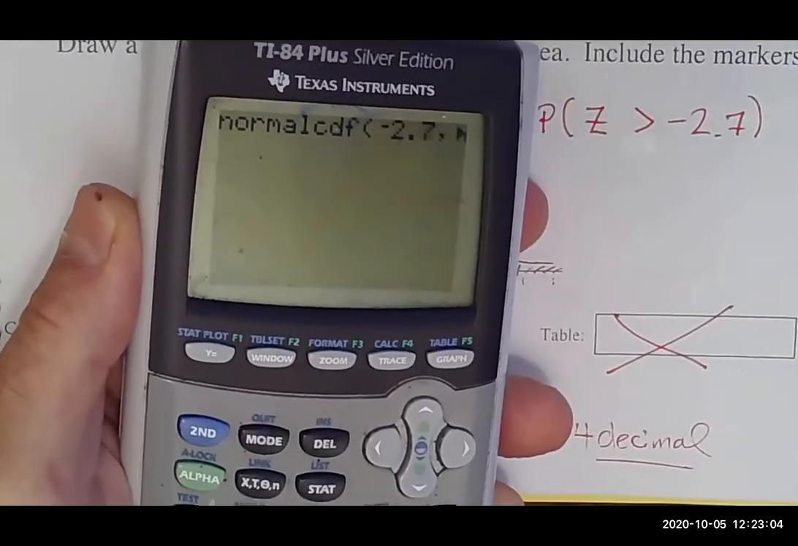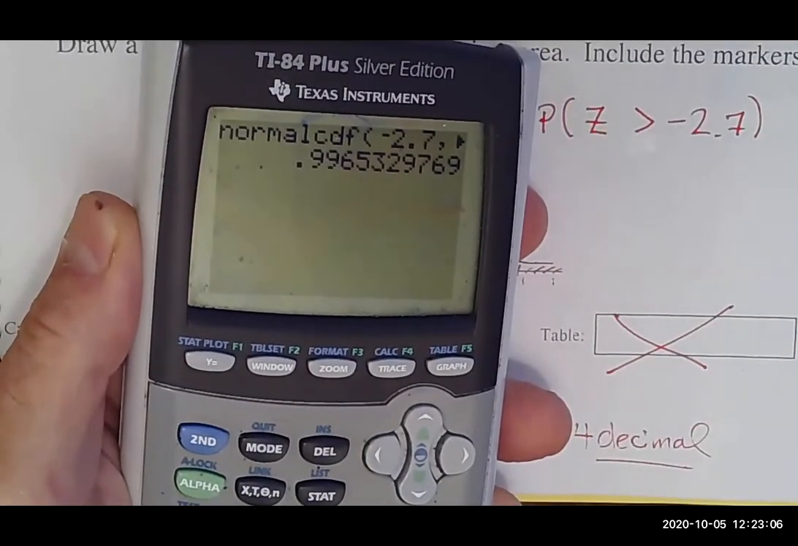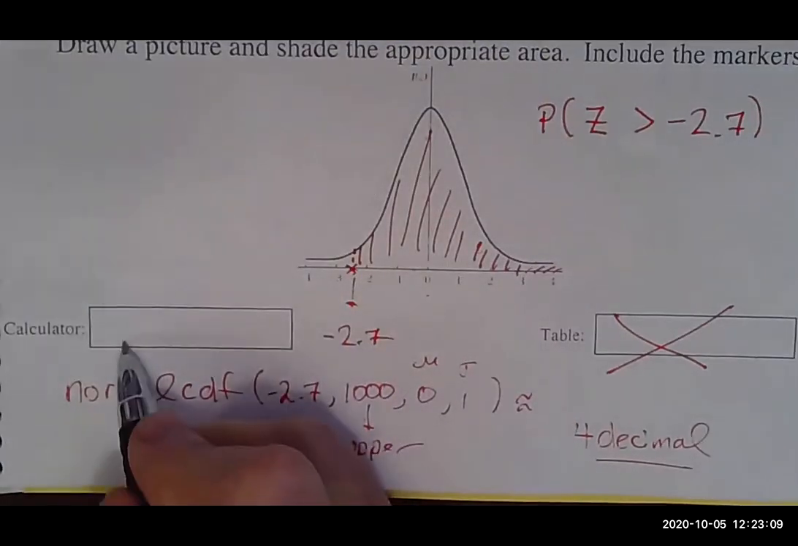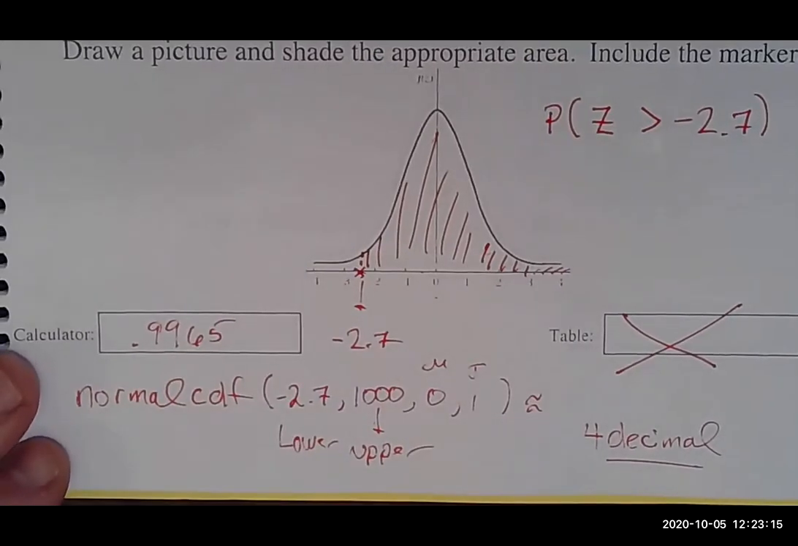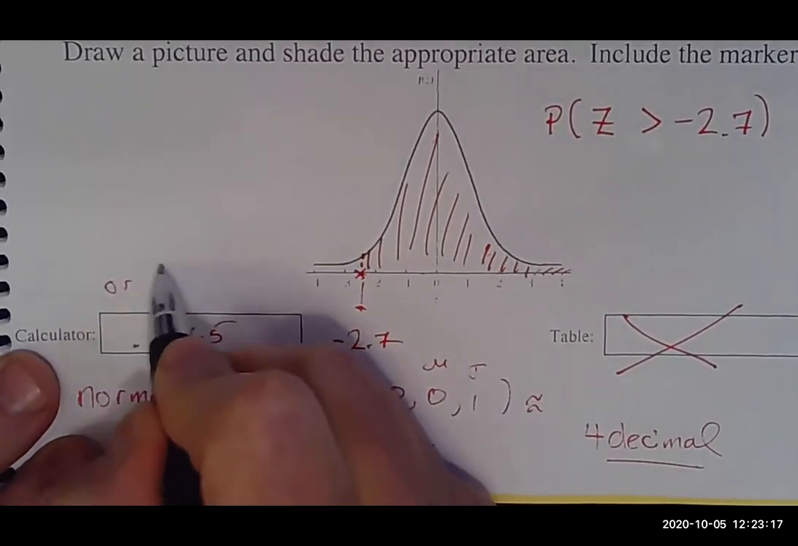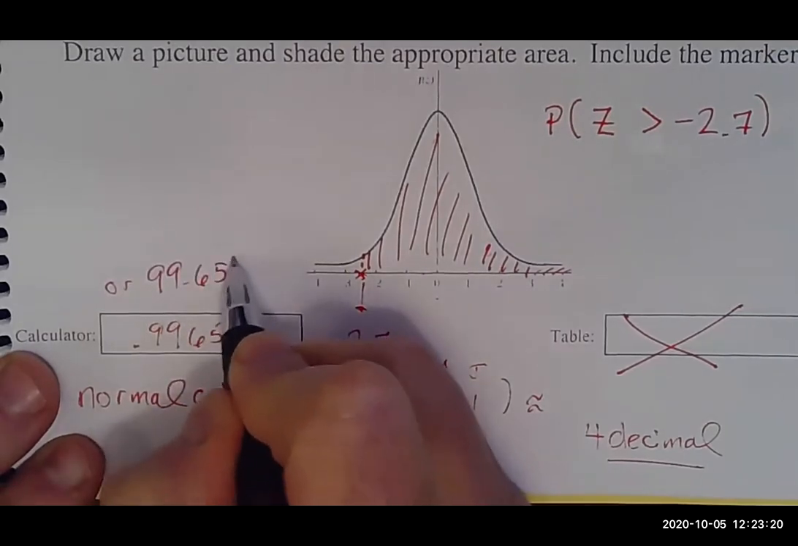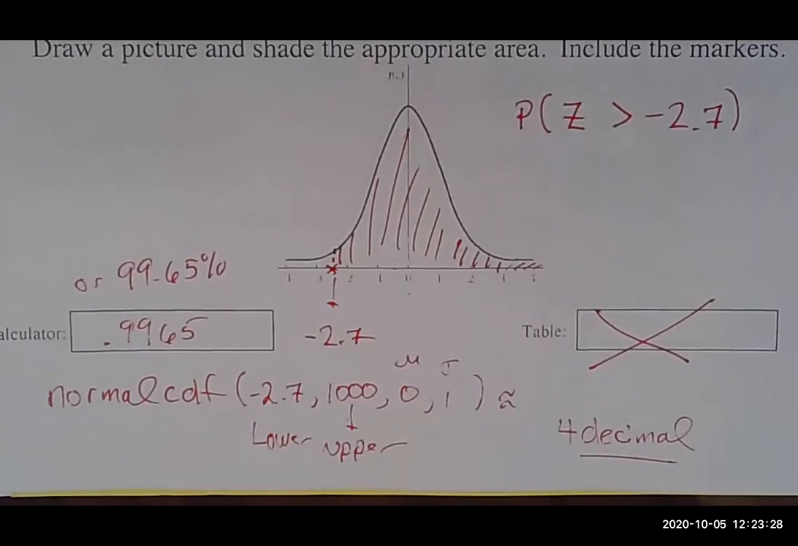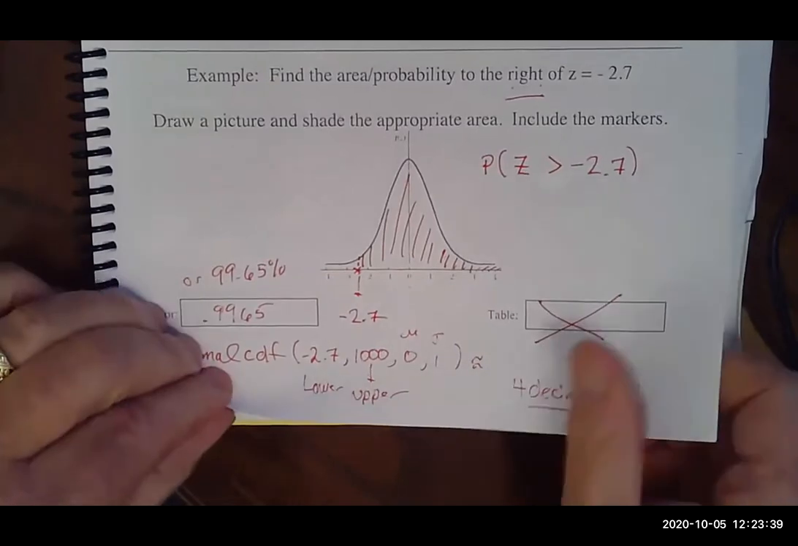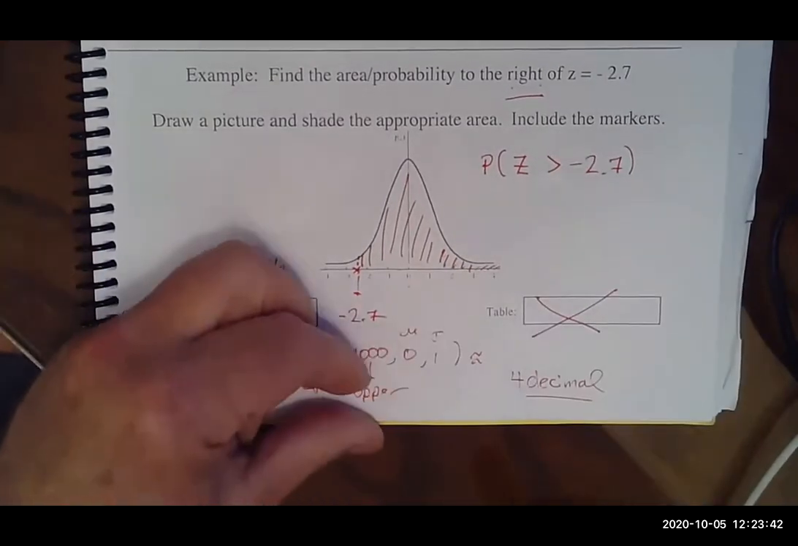Okay, now I just hit enter and okay, 0.9965. Or about 99.65%. Decimals fine, percent's okay. If it's a test, it'll be obvious whether it's percent or decimal. Most of the time it's decimal. And that's what 6.4 for the most part was all about.